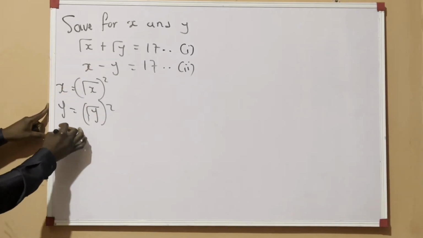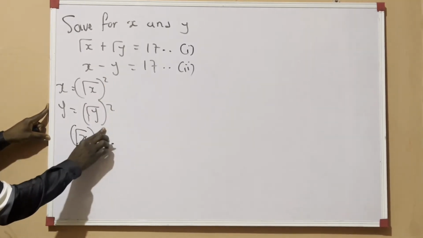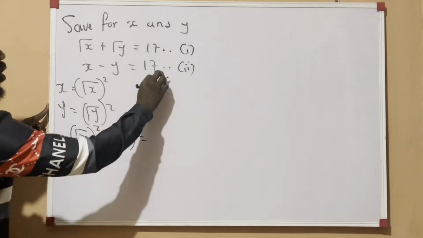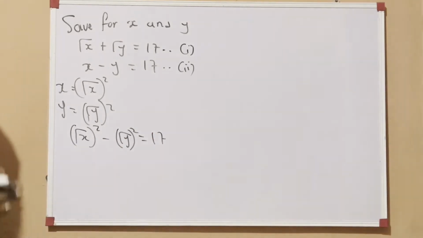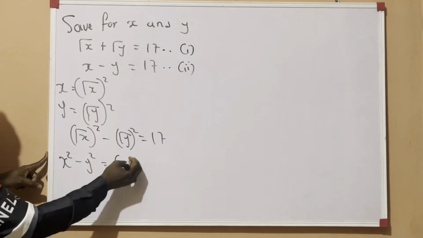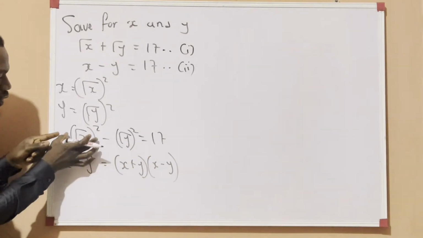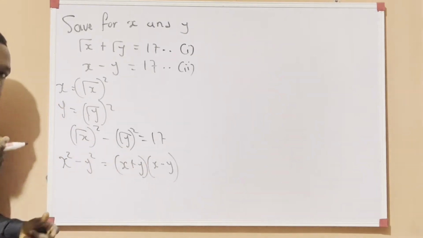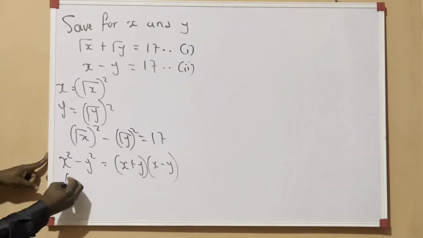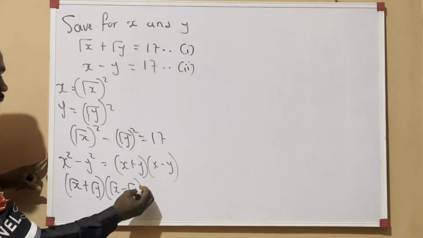So if we do that, this is what we get. Instead of x, we say root x squared, minus y becomes root y squared, equal to 17. Now, from the difference of two squares, which says x squared minus y squared becomes x plus y times x minus y, here we also have a difference of two squares, because root x and root y are each squared and the sign separating them is a minus sign. So root x raised to the power 2 minus root y raised to the power 2 becomes root x plus root y times root x minus root y, equal to 17.